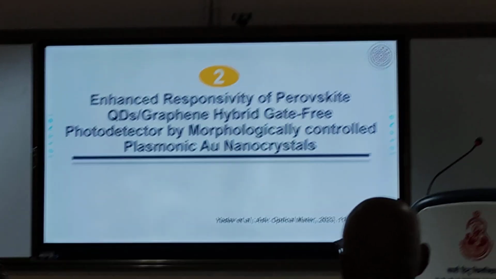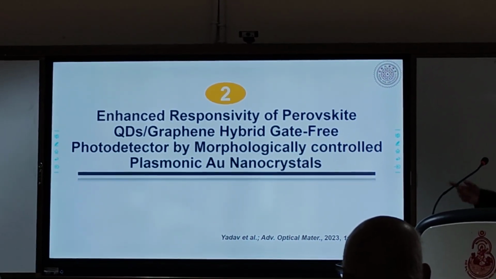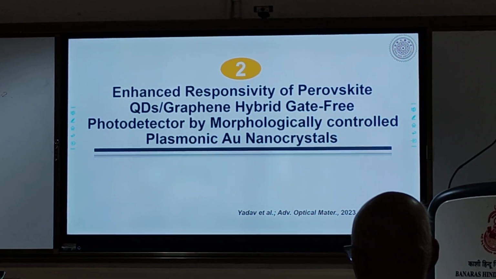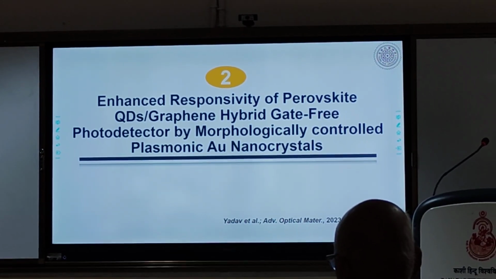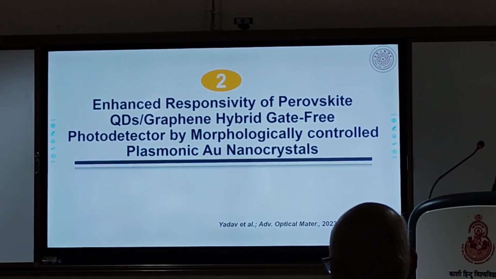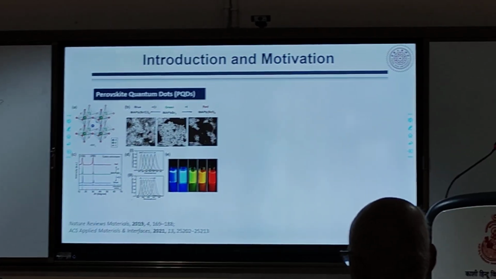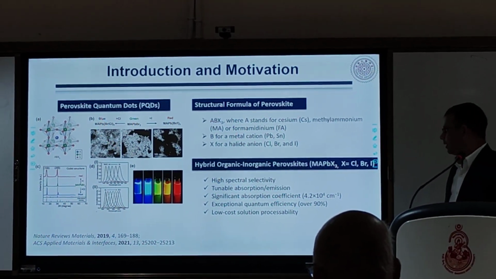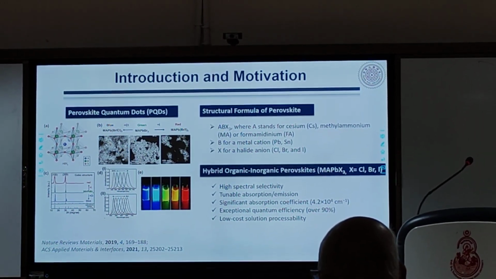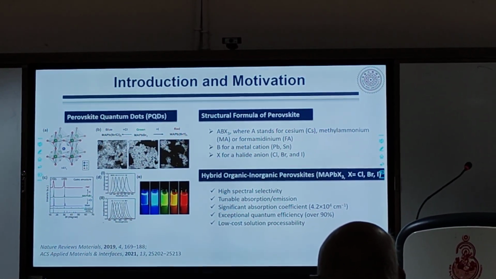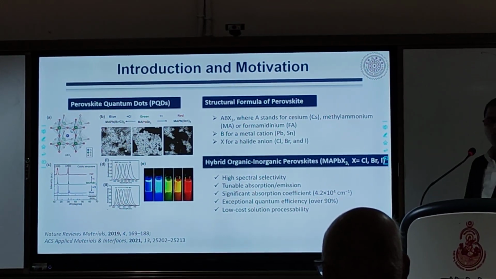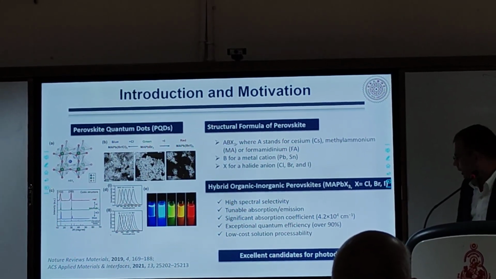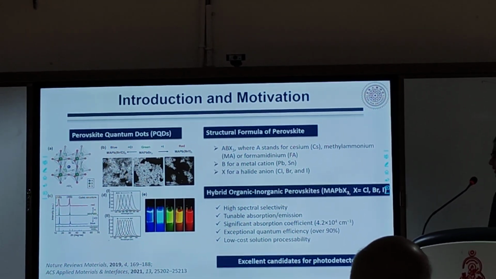Now I will talk about my second work, about enhancing the responsivity of the perovskite quantum dot graphene highly gated photodetector, and we have controlled this response by morphologically controlled plasmonic gold nanocrystals. So why perovskite quantum dot? Perovskite quantum dots basically have high spectral selectivity, tunable absorption and emission, a significant absorption coefficient, and exceptional quantum efficiency, and they also have low cost and solution processability. Which makes them an excellent candidate for the photodetector.